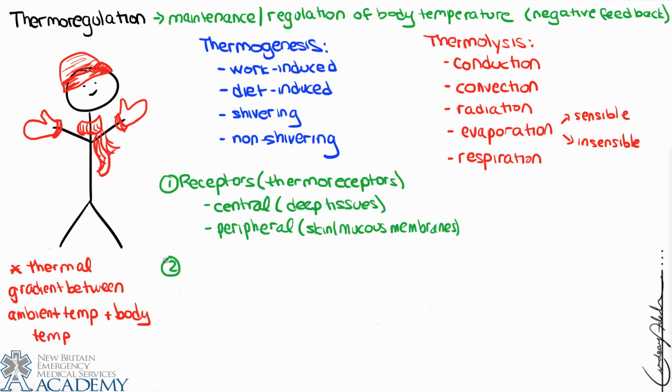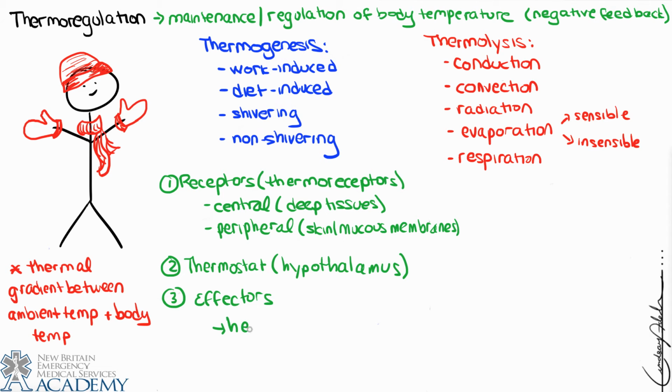The receptors generate action potentials and feed their information to the control center, which is the hypothalamus. And the hypothalamus functions as the thermostat of the body. And the output is left to the effectors. And basically, the hypothalamus has a heat loss center and a heat gain center. And the heat loss center is controlled by the parasympathetic division of the ANS. And the heat gain center is controlled by the sympathetic division of the ANS.